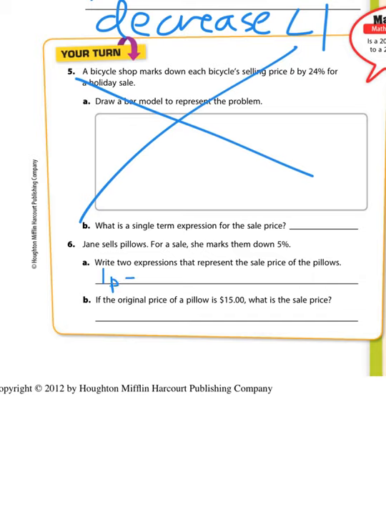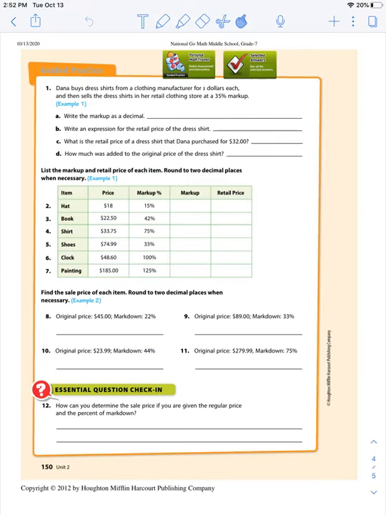We could say 1p minus 0.05p. Remember, 5% is 0.05, not 0.5. And that's the same thing as saying 0.95p. All right, if the original price of a pillow is $15, what is the sale price? Well, we plug in 15 for p, and 0.95 times 15 is 14.25, or $14.25.